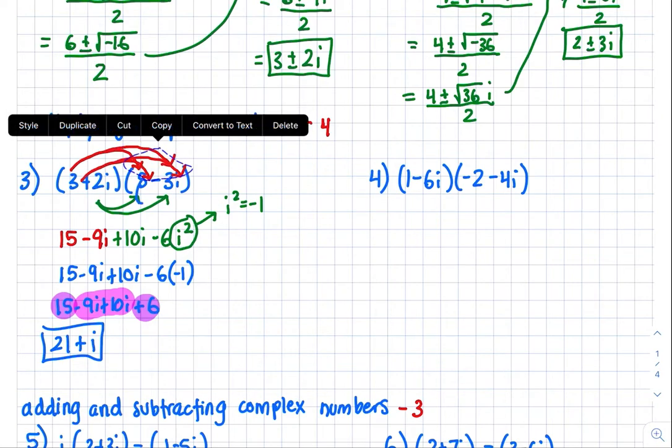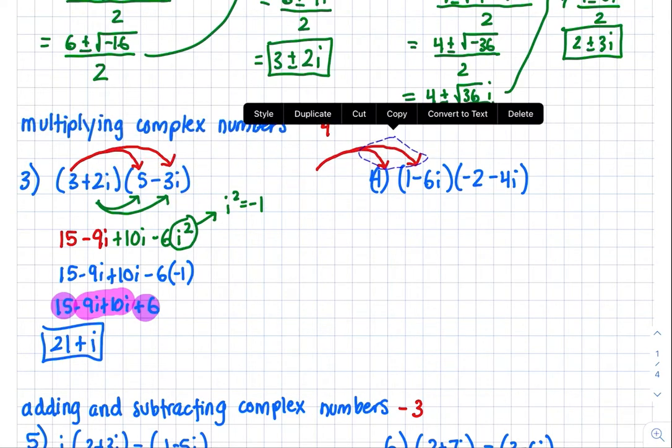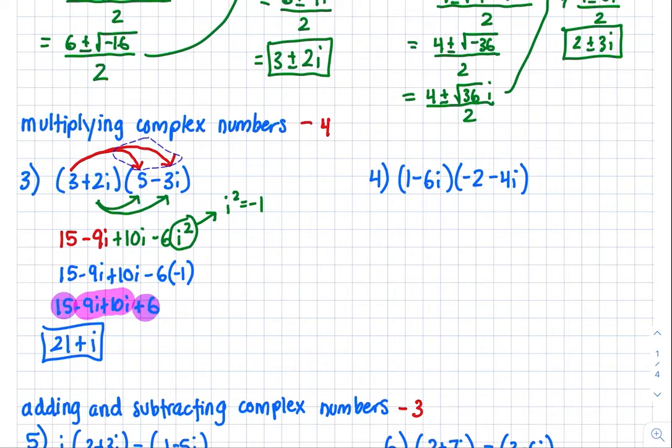Okay, never mind. I'm just going to go for it. Alright, so here we go. That one gets distributed to both. And then this one, negative 6i, gets distributed to both.